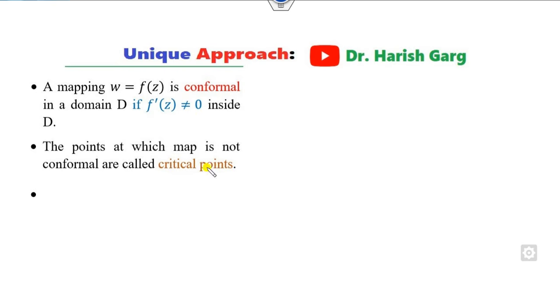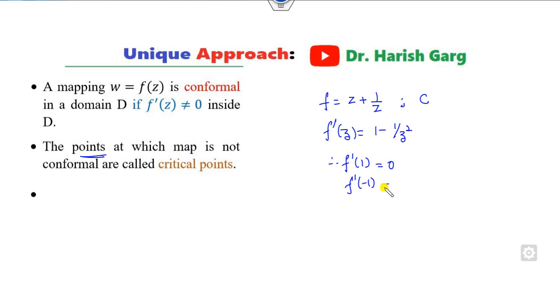On the other hand, consider the collection of all points at which the function is not conformal. Say my map is f(z) = z minus 1 over z, and the domain is C. Then f dash of z is 1 minus 1 over z squared, so f dash of 1 and f dash of minus 1 are both 0. So it does not satisfy this property. Therefore 1 and minus 1 are my critical points.